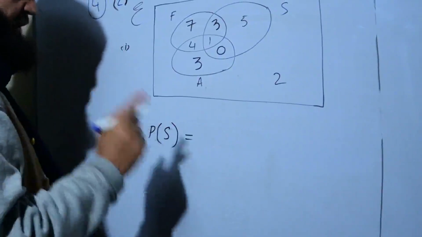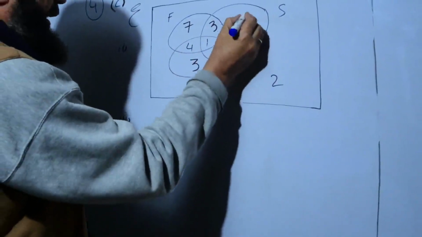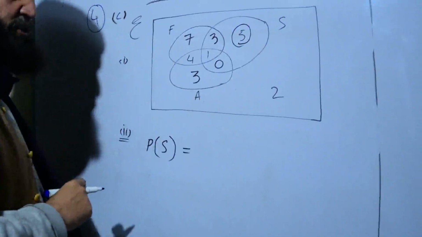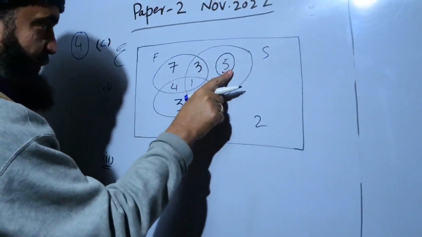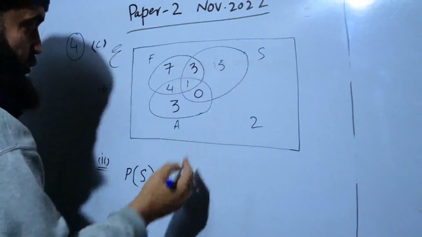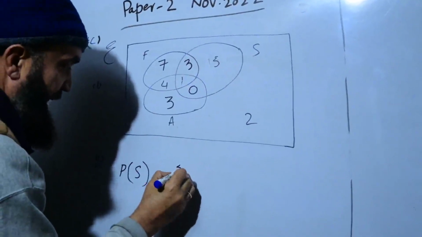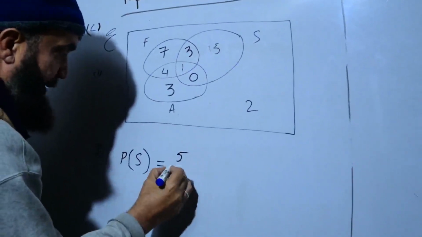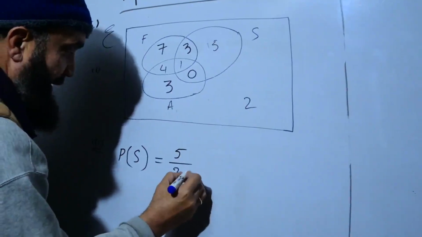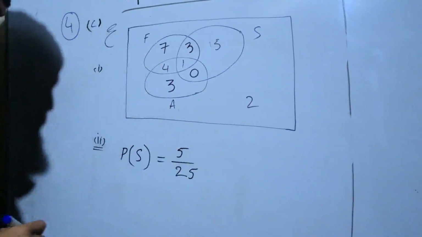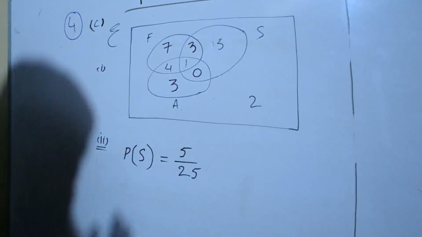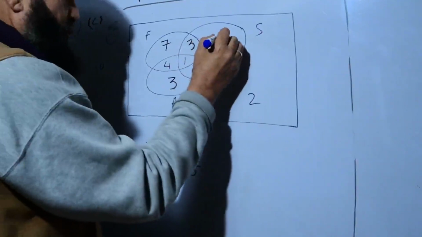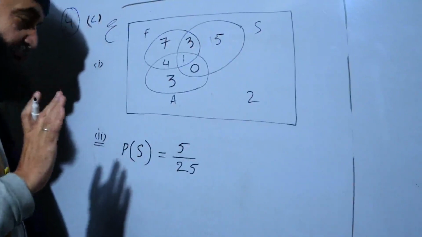There are 2 students. So the first student will be chosen among 25, and how many are Spanish? 5 of them. So it will be the number of favorable chances over total chances: 5 over 25. Now the second student is also chosen from those who study Spanish.